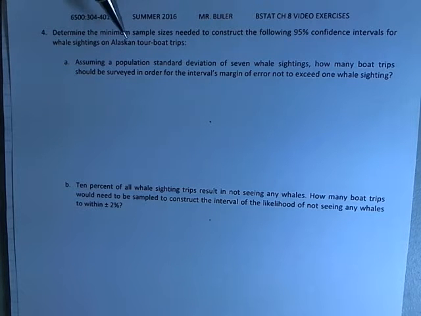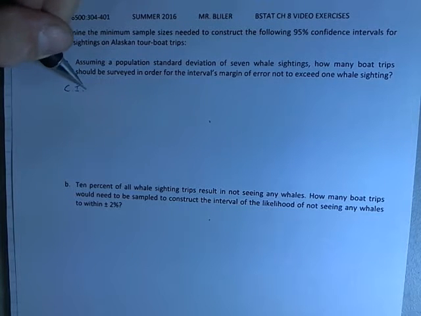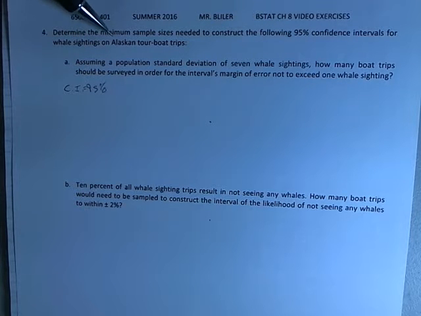So determine the minimum sample size. Think of that as a key phrase that tells you that this will be that backwards technique needed to construct a 95% confidence interval for whale sightings on Alaskan tour boat trips.